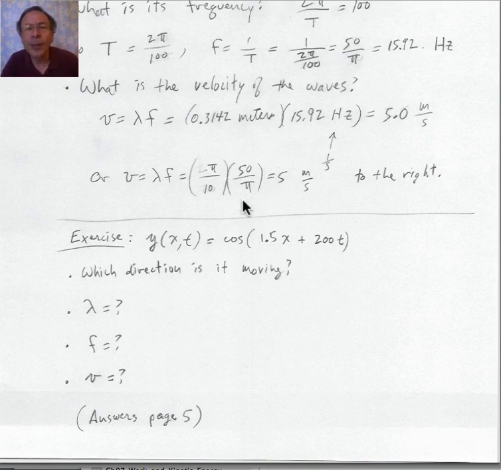Okay, so here we are coming to the end of this video, and I have an exercise for you. What I want you to do is take this description of a wave and answer these questions. It is cosine of 1.5x plus 200t. What direction is it moving? What is its wavelength? What is its frequency? And what is the wave speed? The answers were back at the beginning of this video.